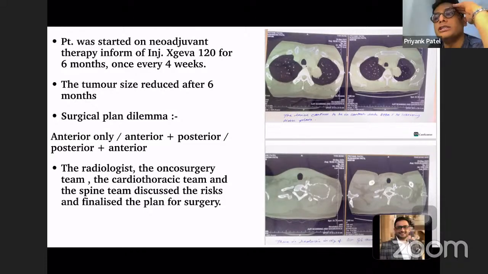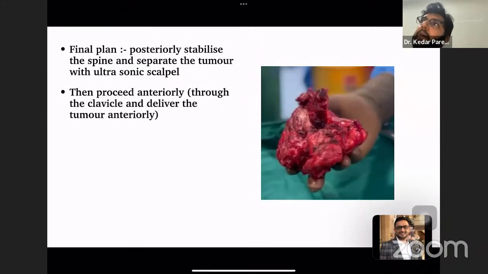So finally, what you did, just describe the surgery. After a lot of discussion, we decided to go posteriorly, dissect the tumor out, stabilize the spine from behind. Once this was done, we closed it off and turned the patient over, went anteriorly through the clavicle.